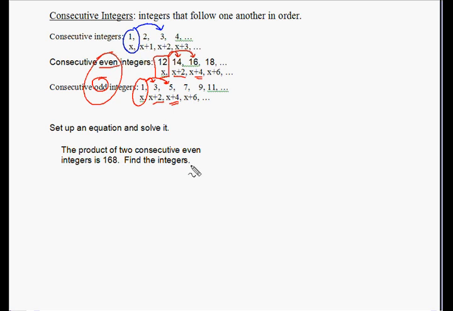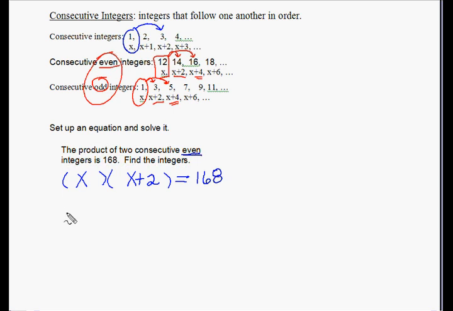Let's look at an example. The product of 2 consecutive even integers is 168. Find the integers. Well, they start with they want product. Product means to multiply, so I'm going to multiply 2 things together. Then they want 2 consecutive even integers. Well, let's remember that if I want even integers, the first one I don't know what it is, x, but to get to the next one I simply add 2. Then the word is my equal sign, 168.